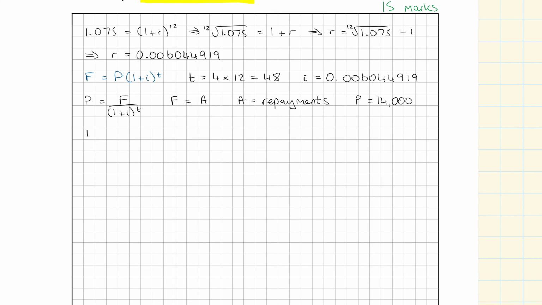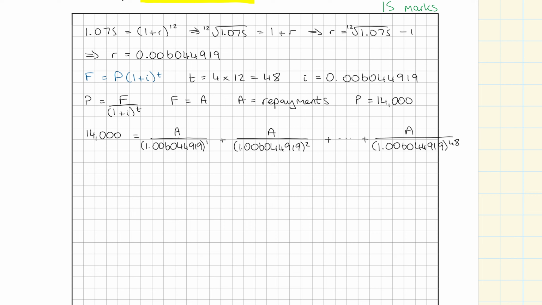So we set up our series and we get 14,000 is equal to A over 1.006044919 to the power of 1, plus then over the same thing squared. Just want to establish our pattern. And it can go all the way up to the power of 48 because it's 4 years and monthly repayments. Okay, so there's our series established.